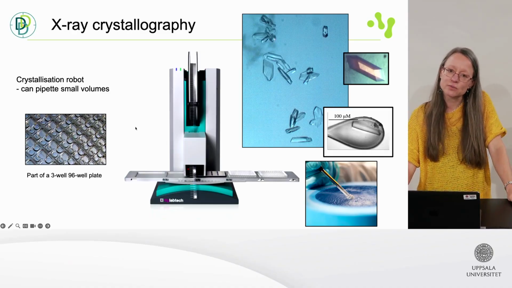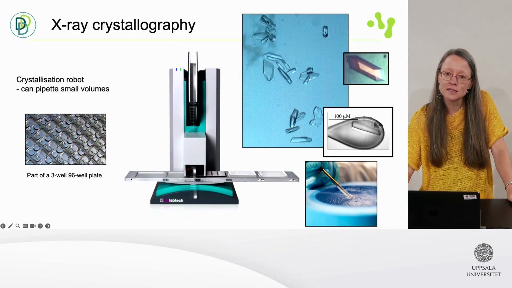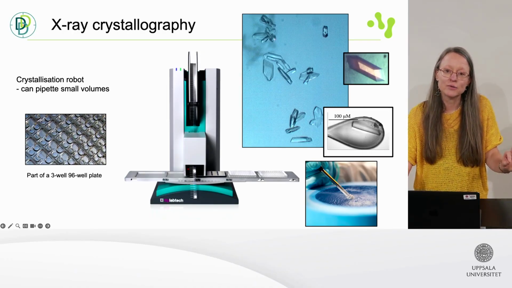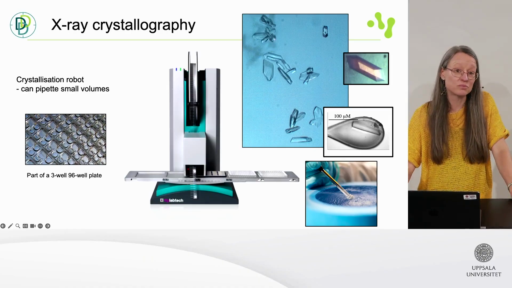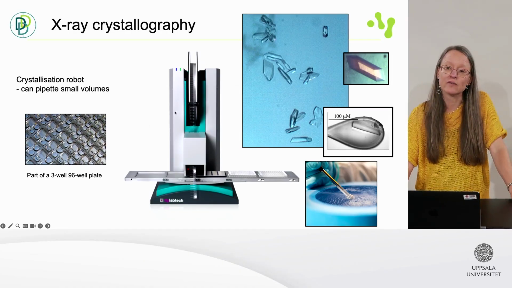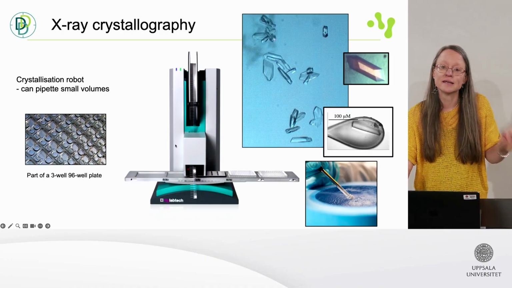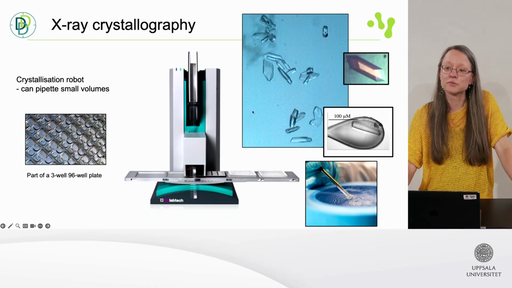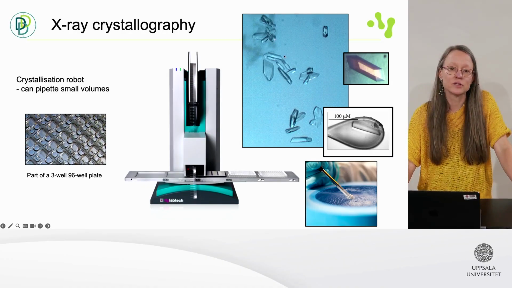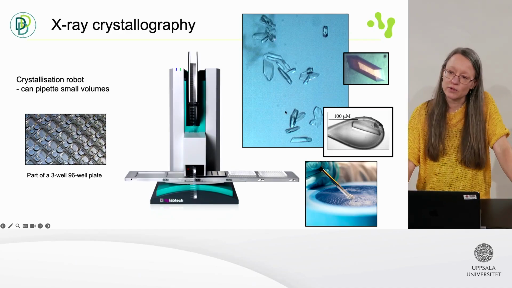We use 96 well plates with 3 little wells where we put our pure protein solution at pretty high concentrations. We have a crystallization robot to do that. It has tiny little pipettes here that will dispense small volumes. And then we aim for this. The protein should crystallize. We fish out the crystals with a tiny little nylon loop, 100 micrometers.